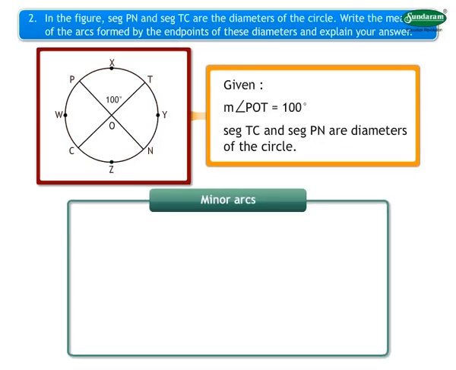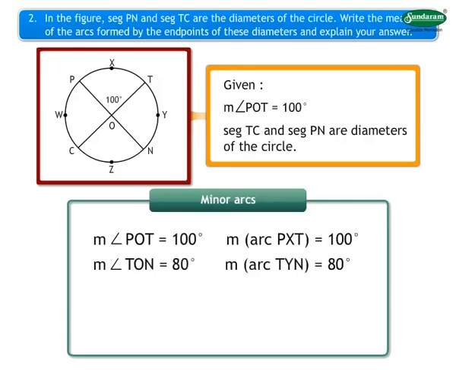As the measure of the minor arc is equal to the measure of its corresponding angle, the corresponding angle of arc PXT is angle POT. Since the measure of angle POT is 100 degree, the measure of arc PXT will also be 100 degree. The corresponding angle of arc TYN is angle TON. Since the measure of angle TON is 80 degree, the measure of arc TYN will also be 80 degree.